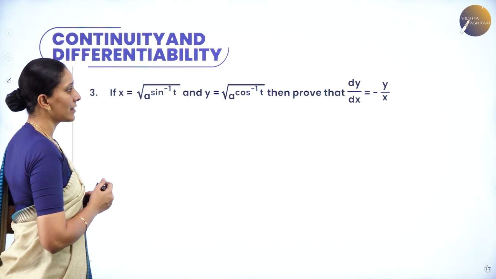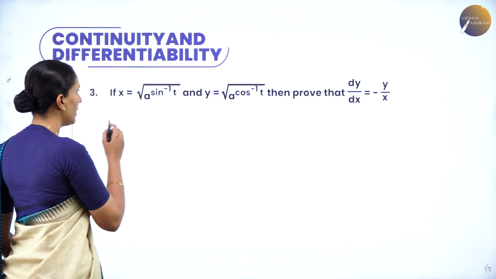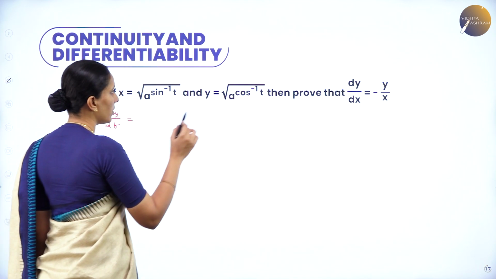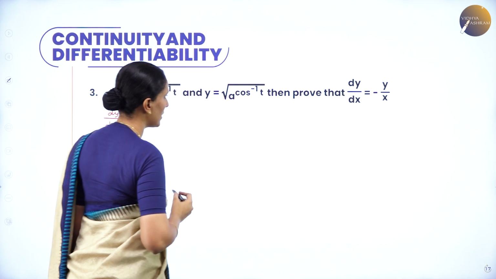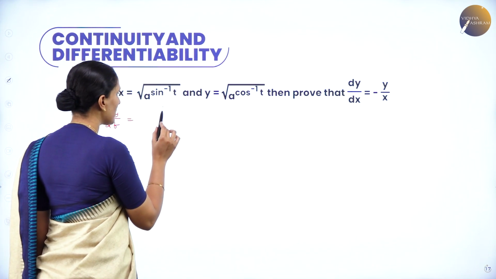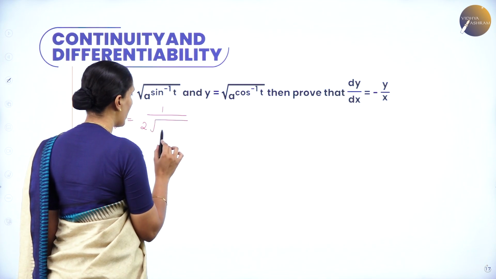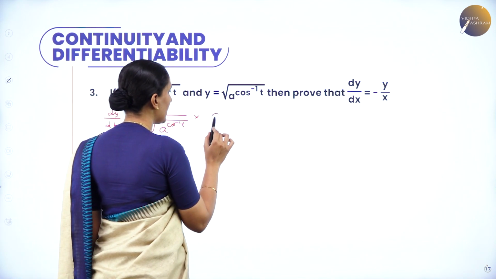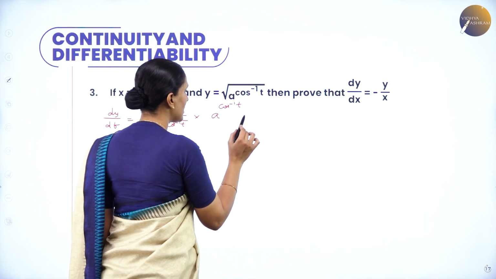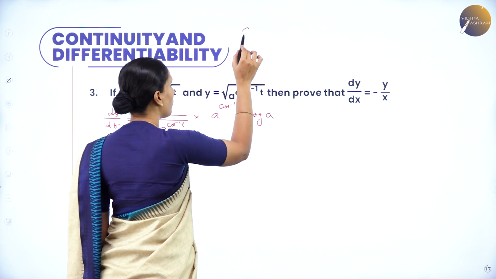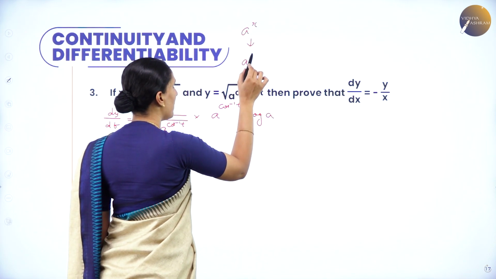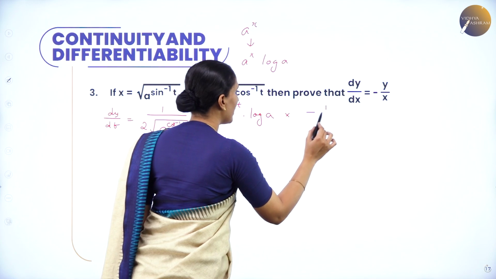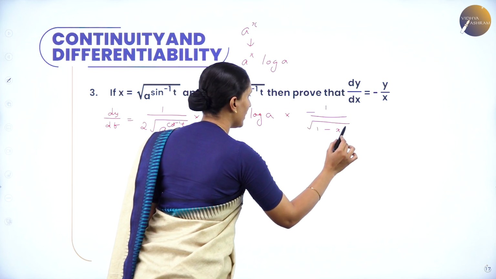Now since dy by dx is dy by dt by dx by dt, so let me consider y first. I am deriving y with respect to t. So now here we have square root of a to the power cos inverse t. So root x means 1 by 2 root x. So therefore 1 by 2 root a to the power cos inverse t. Now a to the power cos inverse t is a to the power cos inverse t into log a, because derivative of a power x is a power x log a. Now again derivative of cos inverse t is minus 1 divided by root of 1 minus x square.